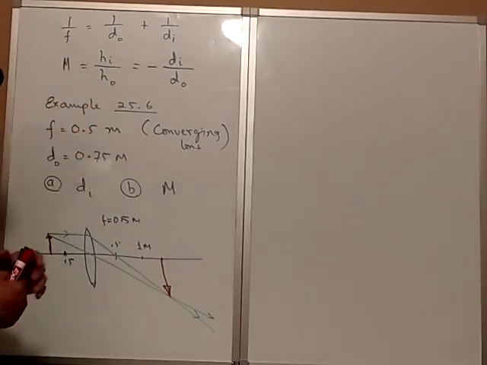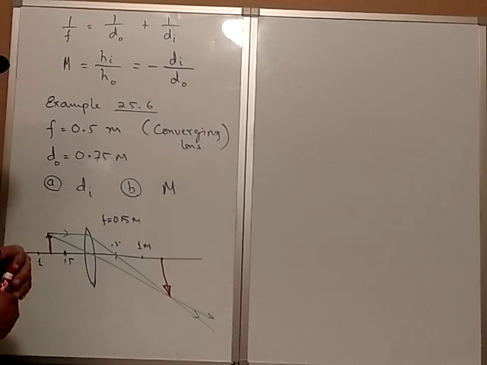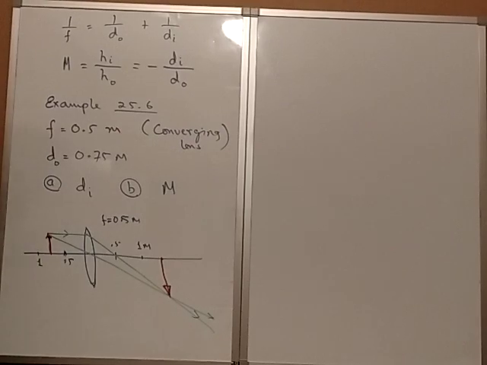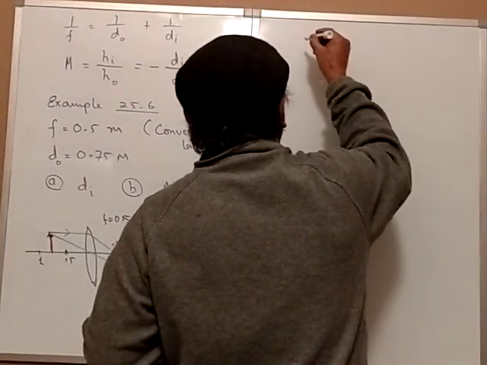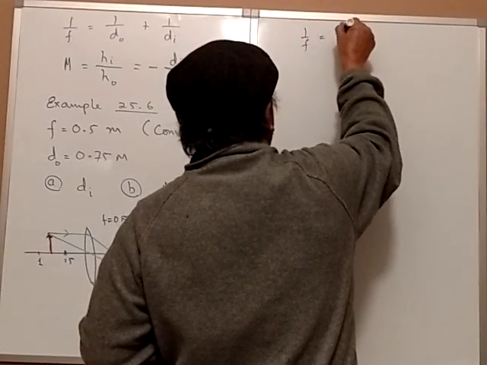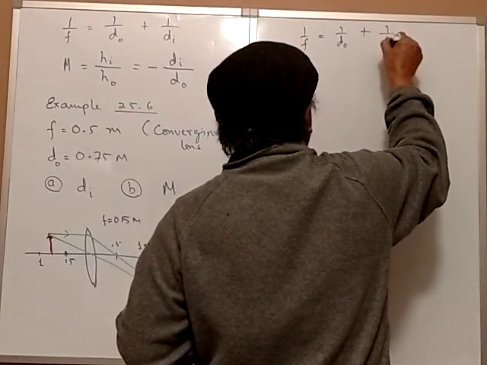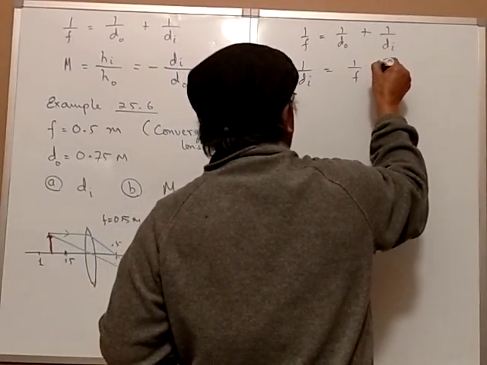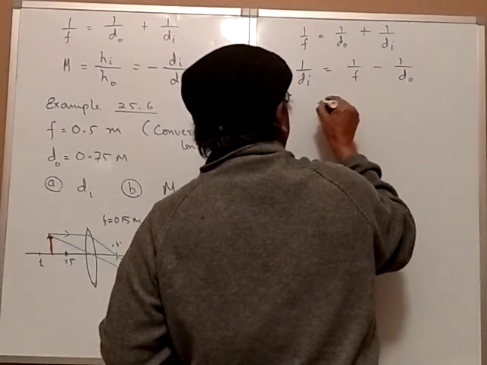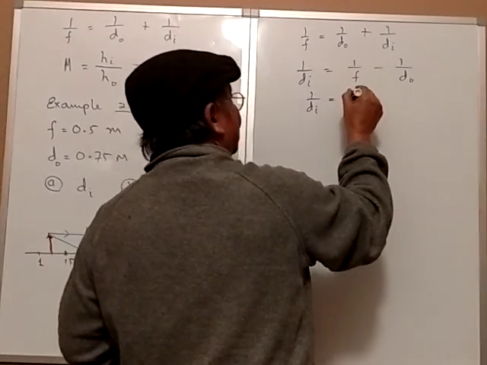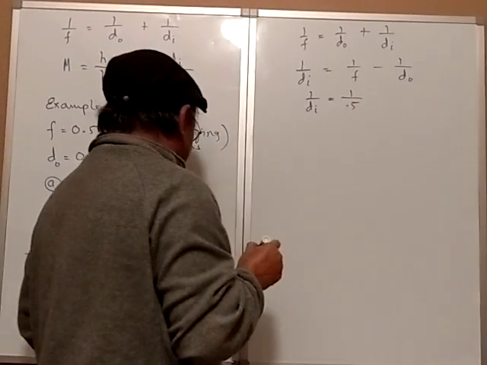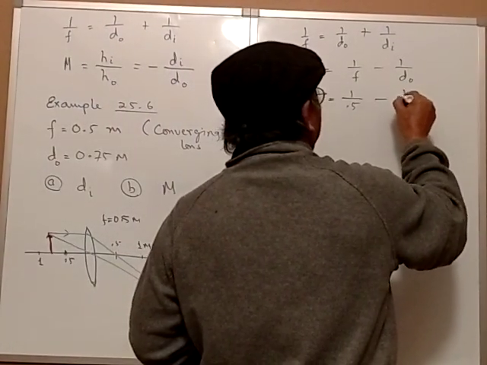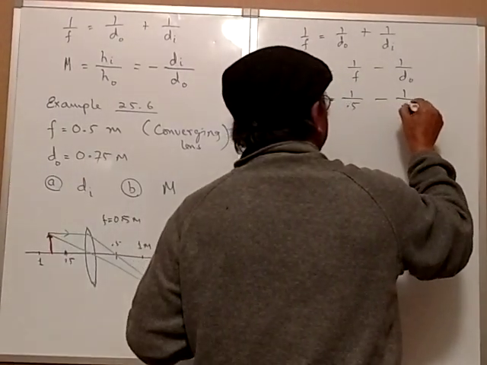So just don't blindly put numbers in your formula, because if you make a mistake, then you will not know. If you check with the diagram, then you can tell whether your numbers are correct or not. So now let's find the distance of the image. So 1 by f is equal to 1 by d sub o plus 1 by d sub i. Since we want 1 by d sub i, it will be 1 by f minus 1 by d sub o. 1 by d sub i is equal to 1 by f, which is 1 by 0.5, because focal length is 0.5, minus 1 by d sub o, that's the object distance, which is 0.75.